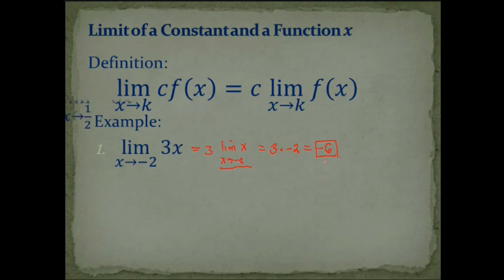For number 2, limit of negative 6x as x approaches 1/2. So, yung constant natin dito is negative 6. So, ilalagay natin sa front. So, yung negative 6 times the limit of x as x approaches 1/2. So, ito yung magiging negative 6 times 1/2. Okay. Then, multiply. Ito yung magiging 3. Ito yung magiging 1. So, negative 3 times 1 is negative 3.